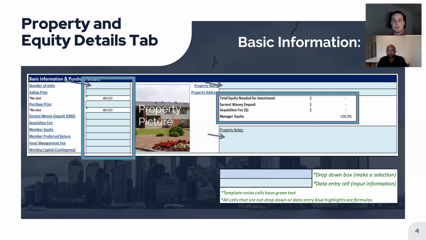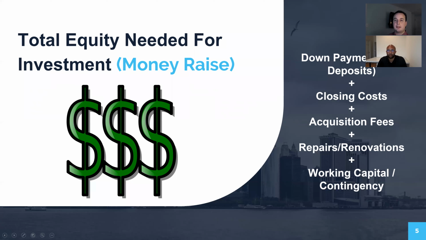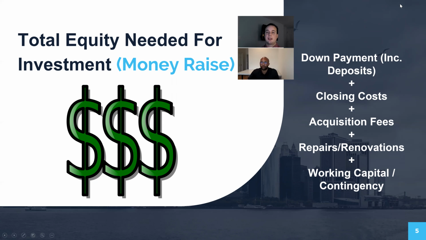Now, the last line up here is the total equity needed for investment. That's an important line because that's what's going to be your money raised at the end of the day. This is the money that you need in order to close the property. This is all the funding that you're going to need to raise. So what's included in that is the down payments, including any earnest money deposits, and the closing costs. All the money that you have to pay to the bank for the title and for all the rest of the closing costs goes into there.